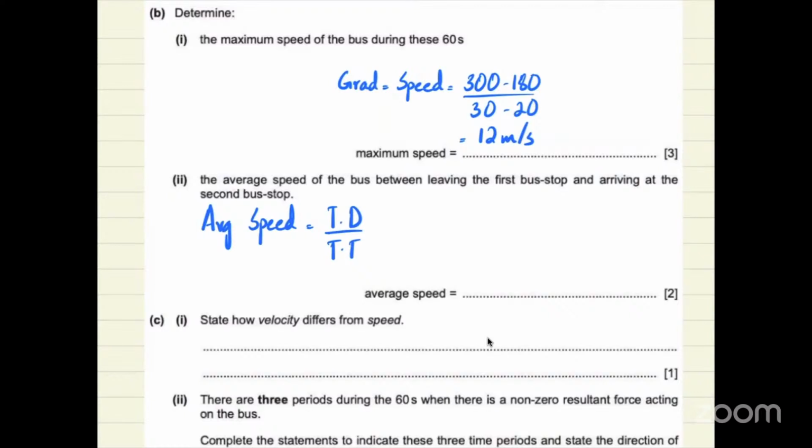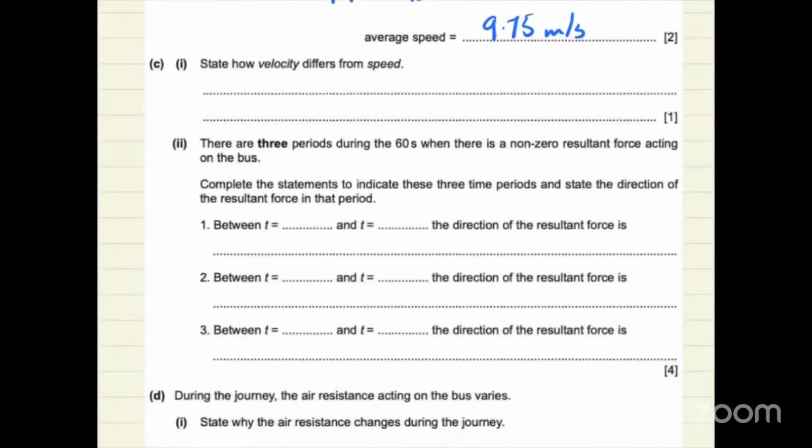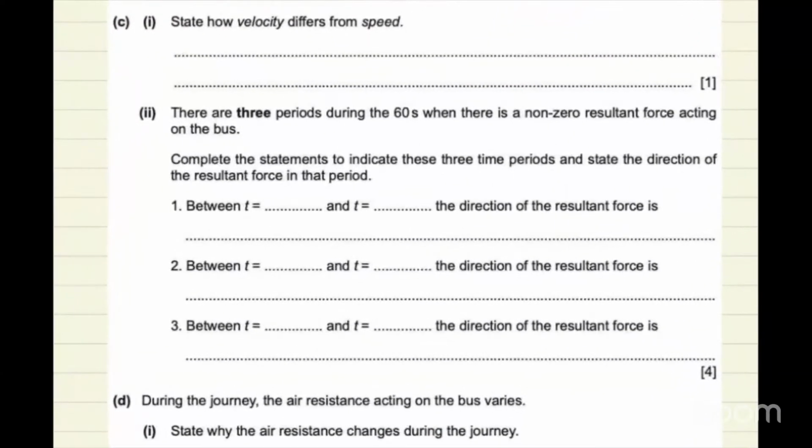I'm not even going to bother with C part 1. It's really straightforward, right? Which is basically: state how velocity differs from speed. So velocity is a vector, speed is a scalar. Very easy. What I want to talk about is this, because this is a really important part related to forces.